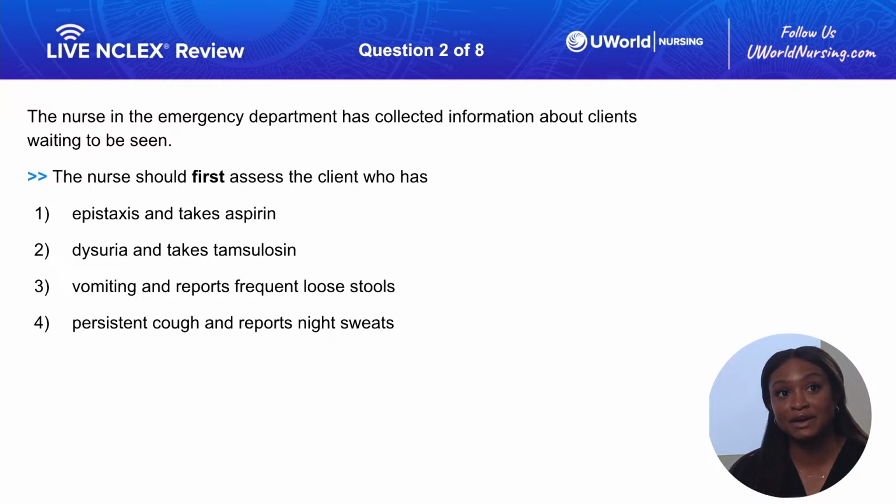Option 1, client with epistaxis, and takes aspirin. Option 2, dysuria and takes tamsulosin. Option 3, vomiting and reports frequent loose stools. And option 4, persistent cough and reports night sweats.